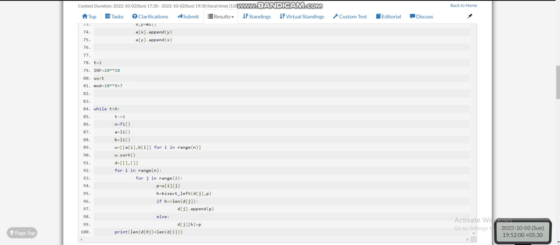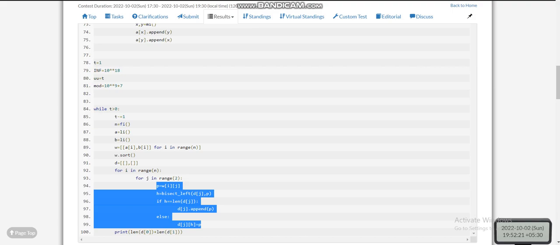Here I have taken the pairs of AI comma BI and I have sorted accordingly. In this case, I am finding the LIS of A and B. This is not required. We only have to find the LIS of B and just do n plus LIS of B. I have already told that. And here it is finding the LIS in log n. Let me explain it in a bit.